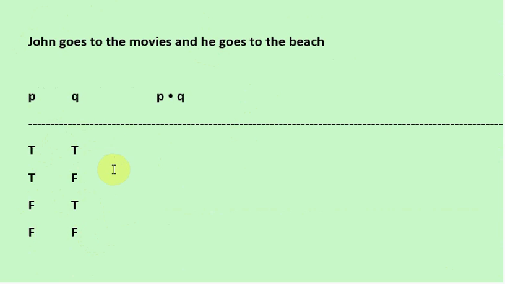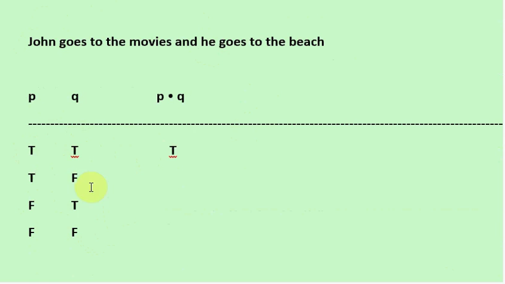Okay, so the question now is, what would be the truth value of the conjunction? Well, if it's true that he goes to the movies and it's true that he goes to the beach, well, then the whole thing would be true, right? And that's the truth value of that compound or complex proposition, John goes to the movies and he goes to the beach, given that both P and Q are true, given that it's true that he goes to the movies and it's true that he goes to the beach.